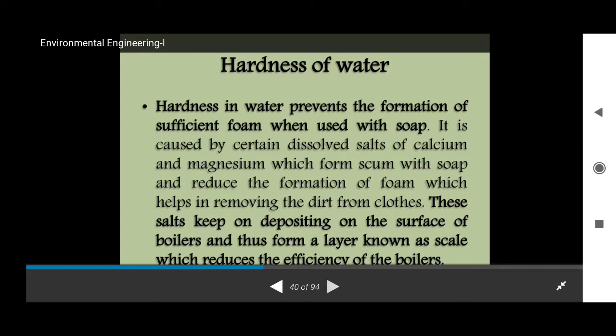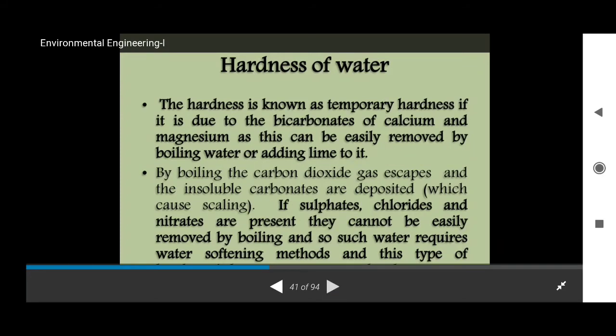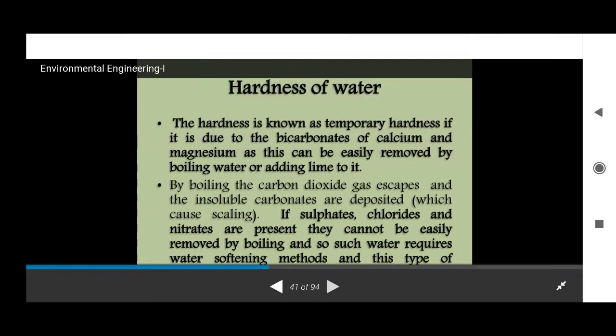This hardness in the form of the salts of calcium and magnesium also collects over the boilers. In the industry where boilers are used, the efficiency of the boiler is greatly hampered by the presence of salts of calcium and magnesium. So we have to make sure that the water is not hard, so that it does not affect various parts of our systems, right?